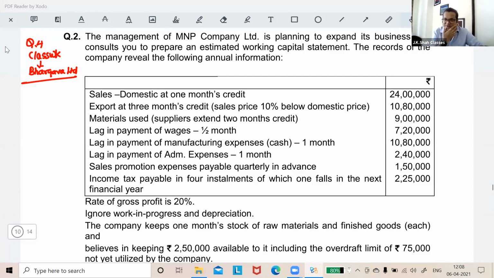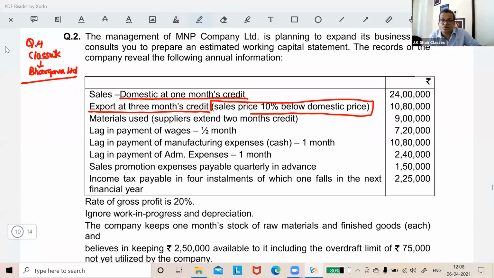Sales is given as 24 lakh, domestic at 1 month's credit. I told you, we're going to remember that Bhargav Limited is special. Yes, sir, this is almost the same, we can easily manage. Export at 3 months credit. So sales: domestic 1 month, export 3 months. And then this is the same condition: selling price is 10% below the domestic market.